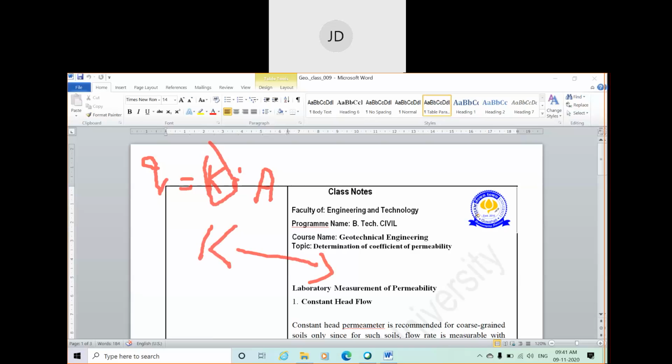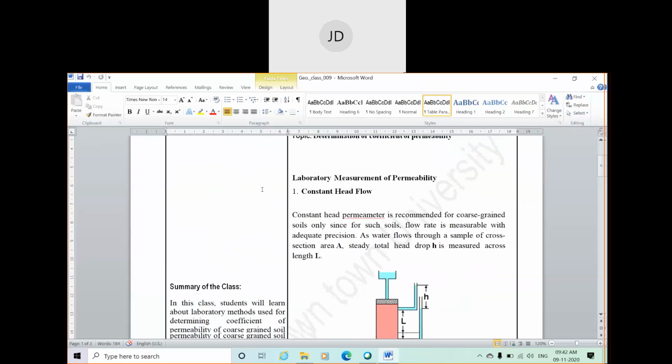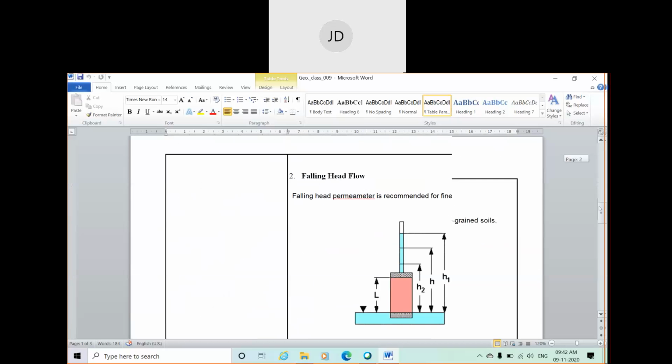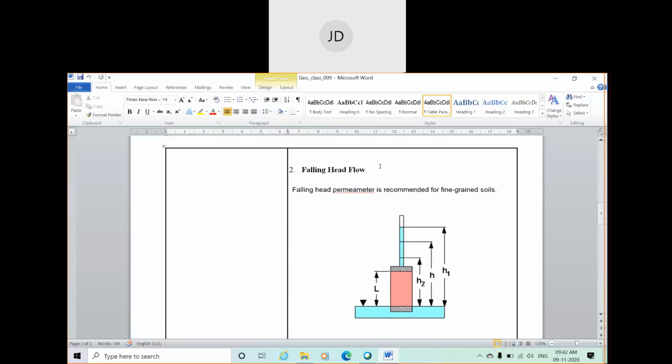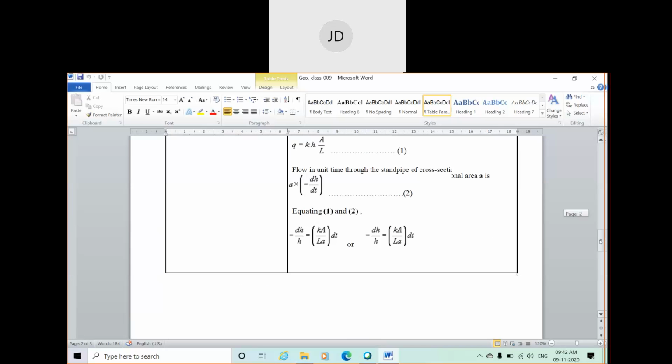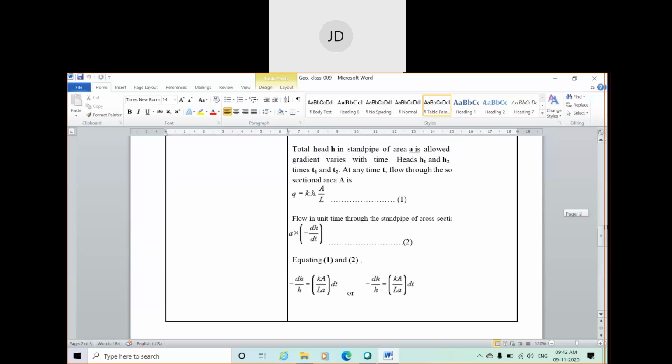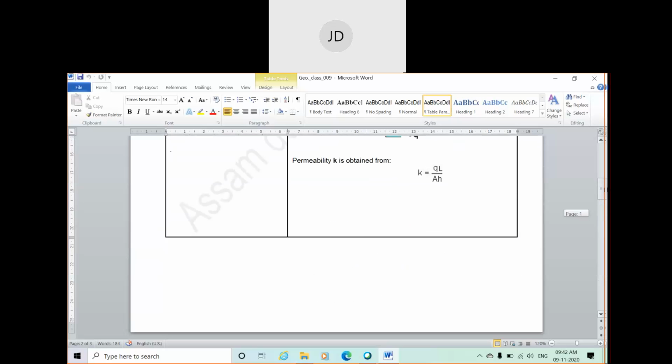So in the laboratory, we can find out the coefficient of permeability. We have two methods. Here you can see the first method is known as the constant head flow method, or constant head permeability test. Another one is the falling head permeability test. I'll give you some differences between these two and why we need two different methods to find the coefficient of permeability.